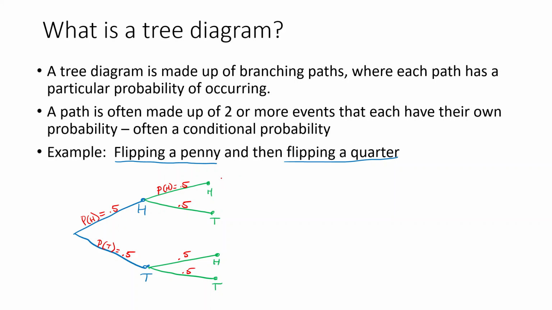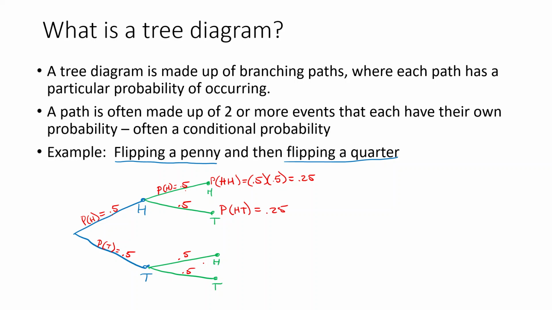which means when we get to the end, so this would be heads and then heads, the probability of that would be 0.5 times 0.5. We're doing the multiplication rule, which gives us 0.25. All right, same thing's going to happen here. This is going to be the probability of heads and then tails. 0.5 times 0.5 gives us 0.25.